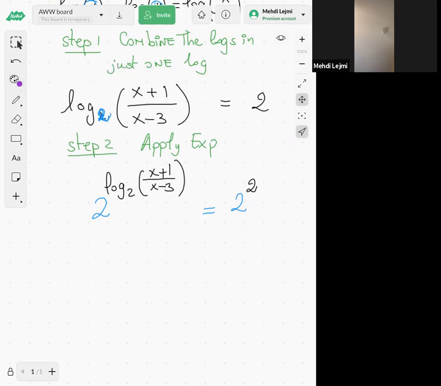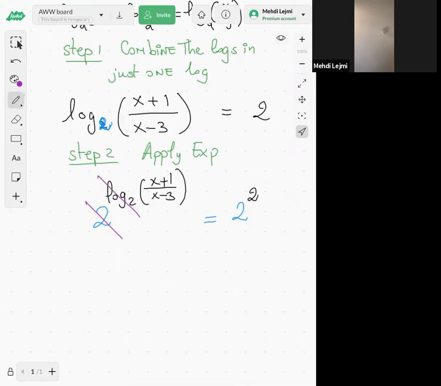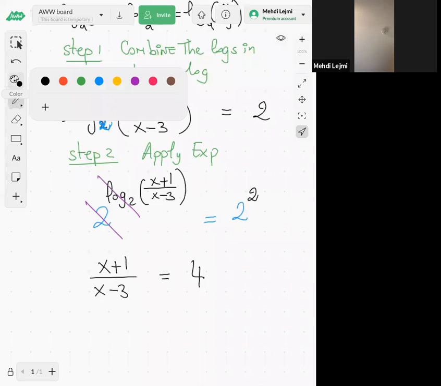So same idea. This exponential in base 2 and this log, they would cancel out. So it's going to be just x plus 1 over x minus 3 equals to 2 to the power 2. That's 4. So you see, guys, here I don't get a quadratic equation. I get a fraction equal to some number, right? So then how can I solve this equation? Well, the idea is you have a fraction. So I'm going to make the right side look like a fraction. So I'm going to divide by 1. I mean 4. That's also 4 over 1.